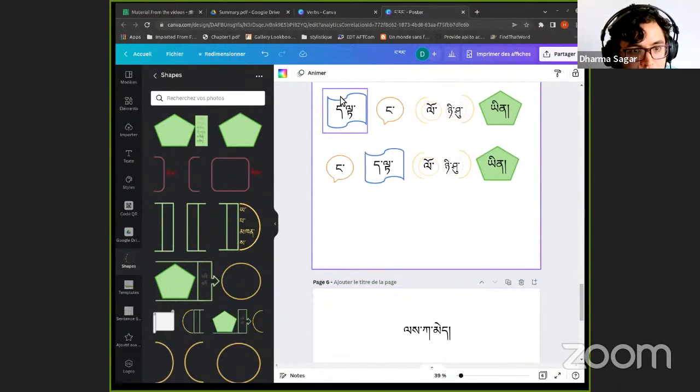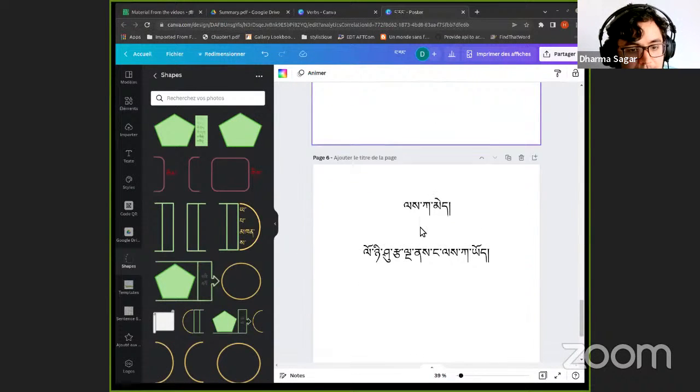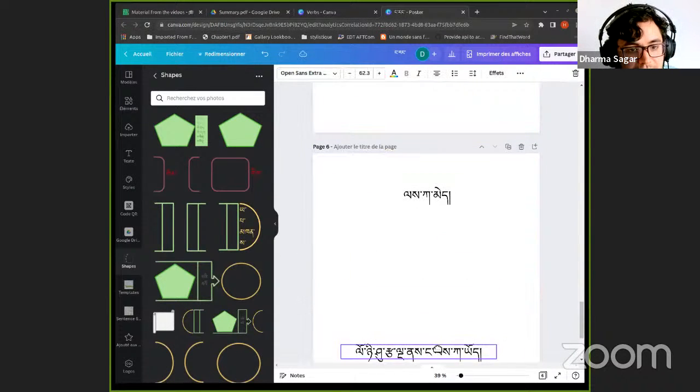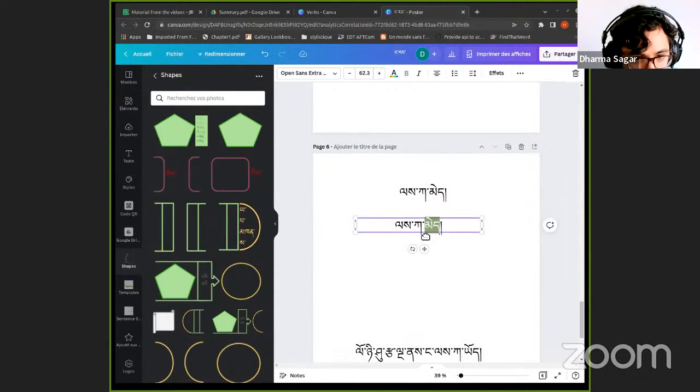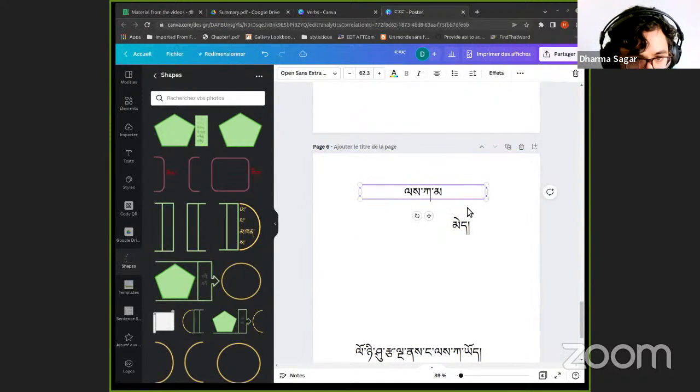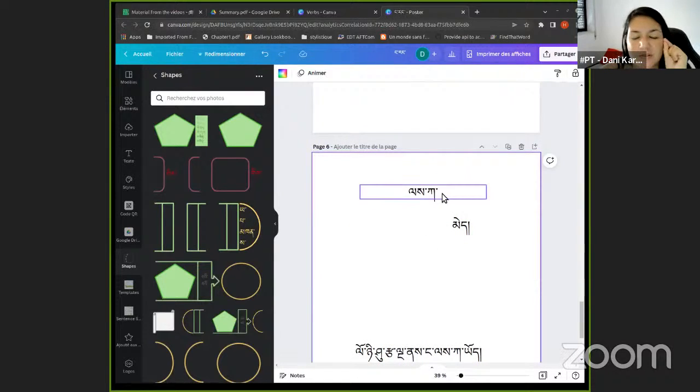So that is for the first sentence. Now, on the second one, legame. This is rather easy because there's only two components. I would just like to say something.